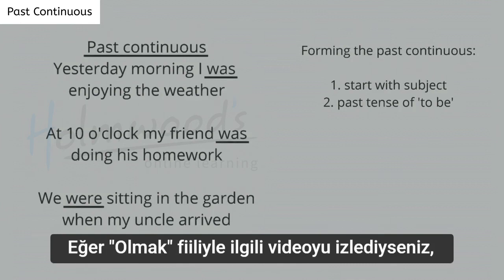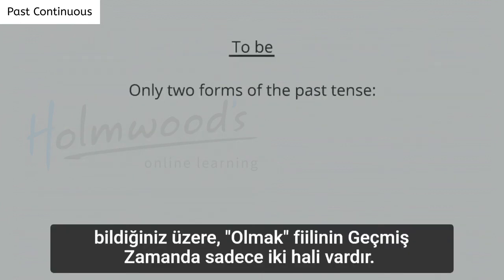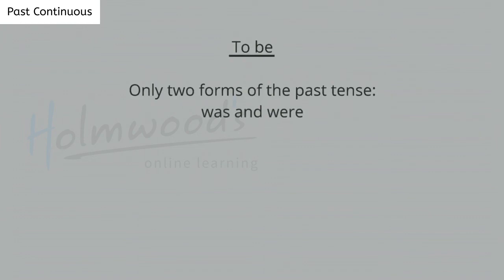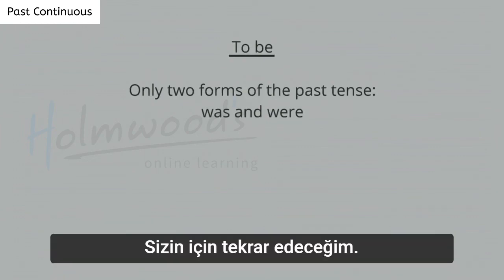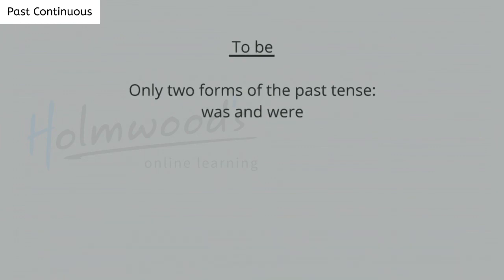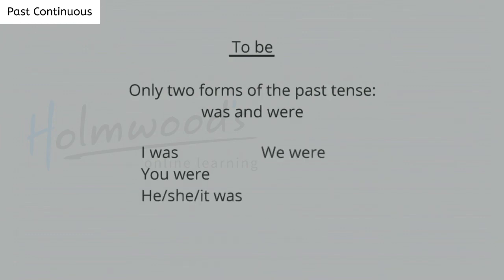If you have watched the video about the verb to be, you know there are only two forms of the past tense of to be, was and were. I will repeat them for you. I was, you were, he, she, it was, we were, you were, they were.